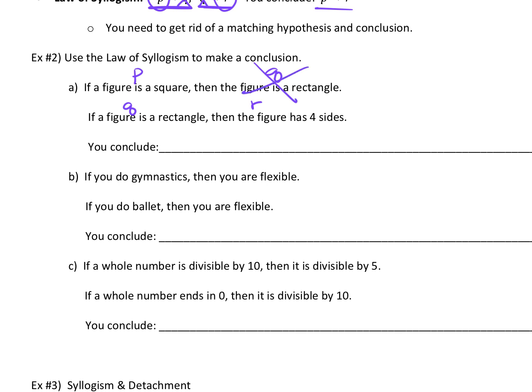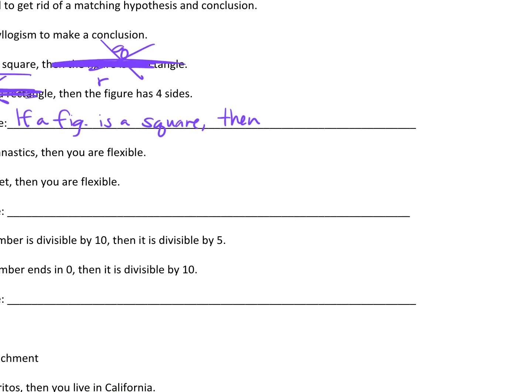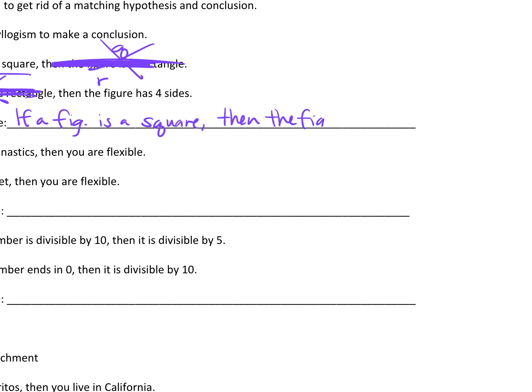We take out the 2 that are the same, right? So you're looking for things that are the same, and you're taking them out. But here's where you have to be careful. If you take those out, and what you're left with is not an if-then statement anymore, you have to say not possible, okay? This one is an if-then. This one says if a figure is a square, then the figure has 4 sides.